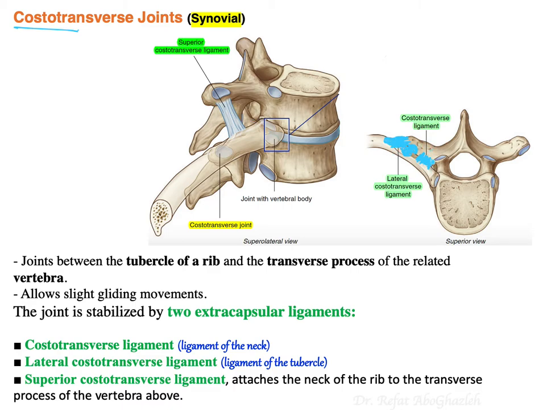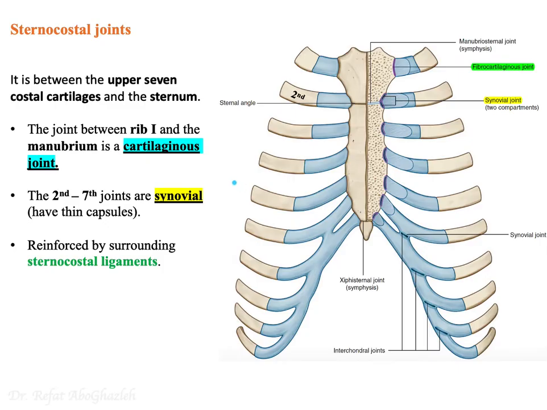So the same name. Also, we have another one, again from the neck of the rib, but going up. It attaches the neck of the rib to the transverse process of the vertebra above it. We call it not lateral, but superior, because here is the lateral and here is the superior costotransverse ligament. That means all of them have the costotransverse name, one lateral and one superior, right? And you know where they are.